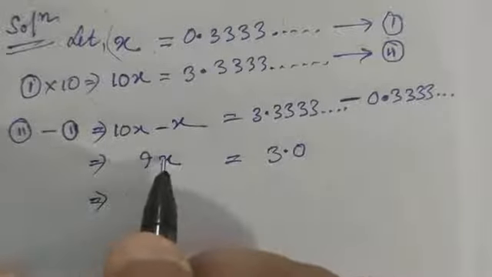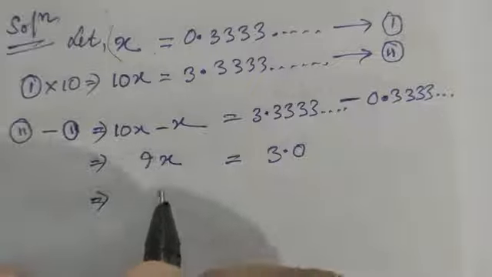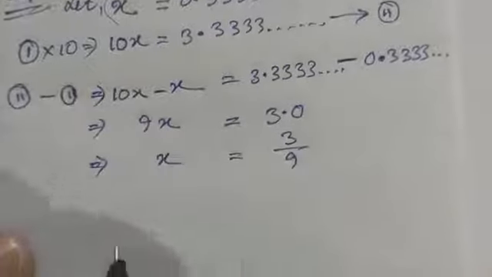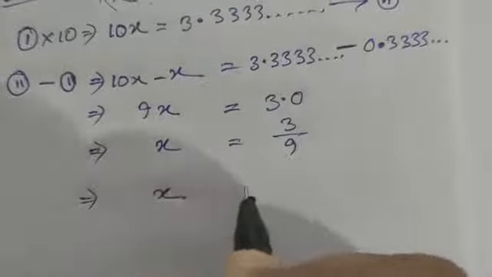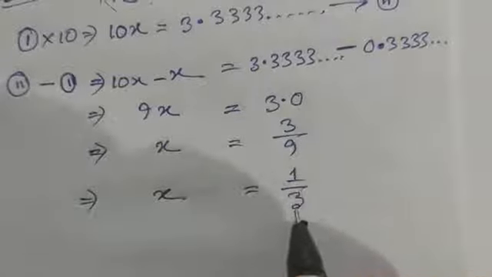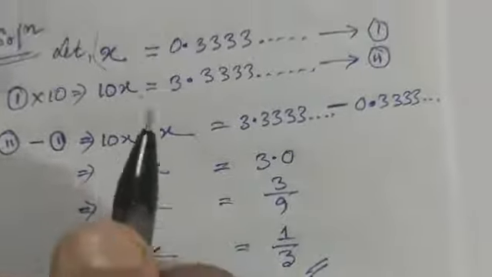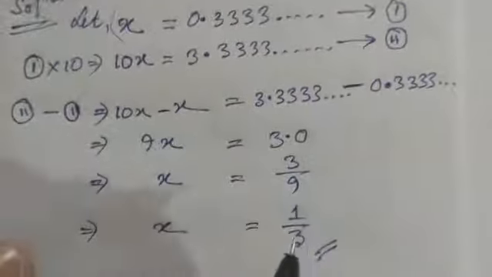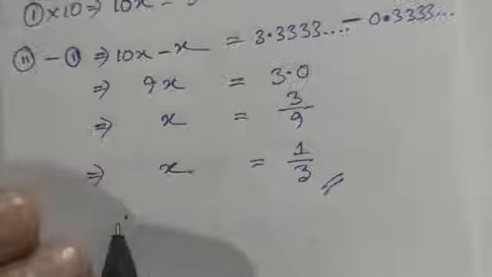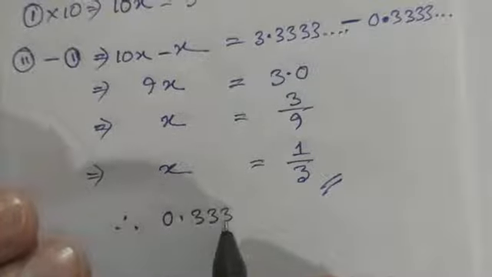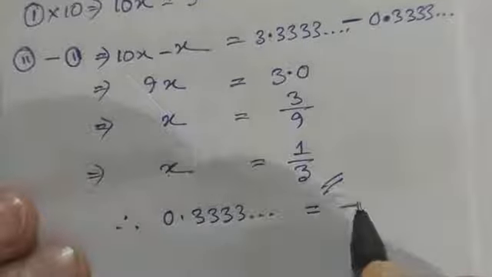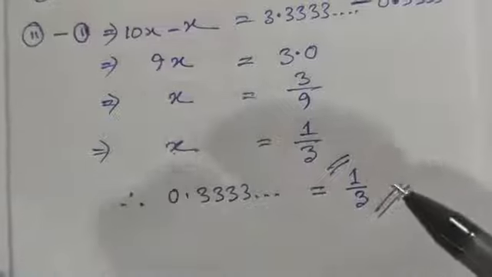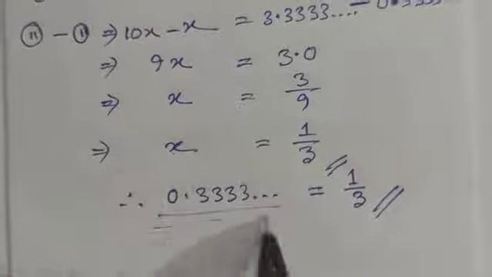Then 9 and x are multiplied with one another. If you shift this 9 to that side, it will get divided, that is 3 by 9. And 3 by 9, all of you know, is 1 out of 3, so x equals 1 by 3. X was considered as 0.3333, that means 0.3333 repeating equals 1 by 3. Therefore 0.3333 can be expressed in the form 1 by 3. This is the rational number or p by q form of this decimal expansion.